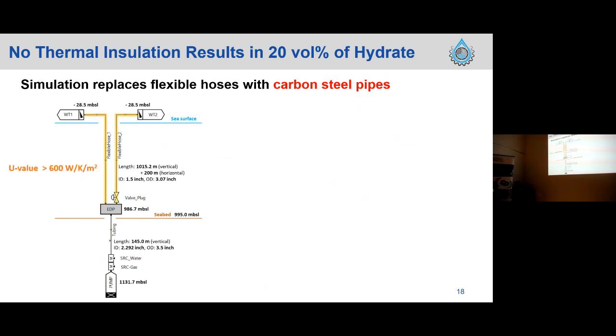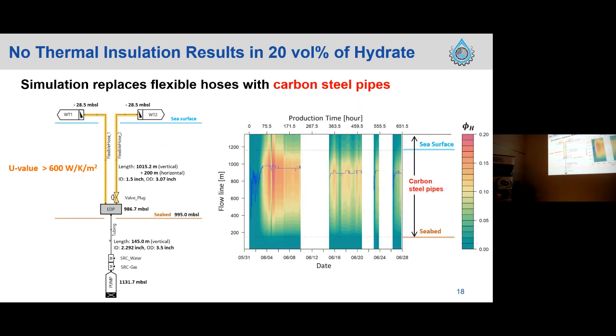But in this case, the flexible flowlines were replaced with carbon steel pipes. And by this change, the U values of this section increased significantly, basically over 100 times. And this change results in a much higher hydrate volume fraction. So in this case, the maximum hydrate volume fraction became about 20 volume%.